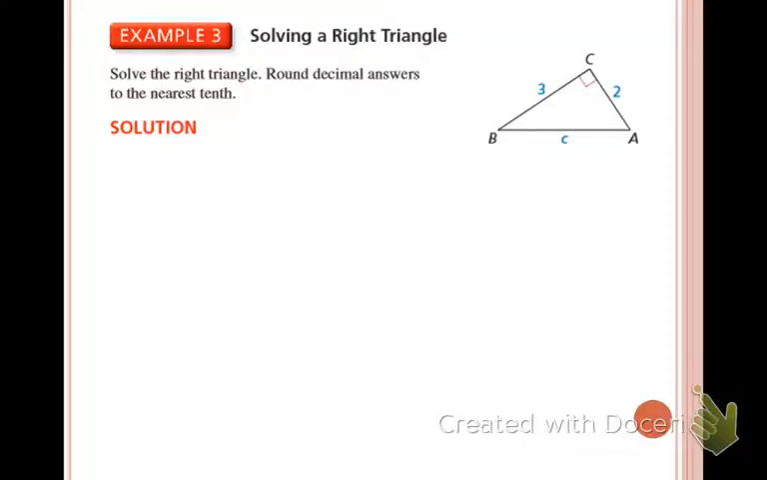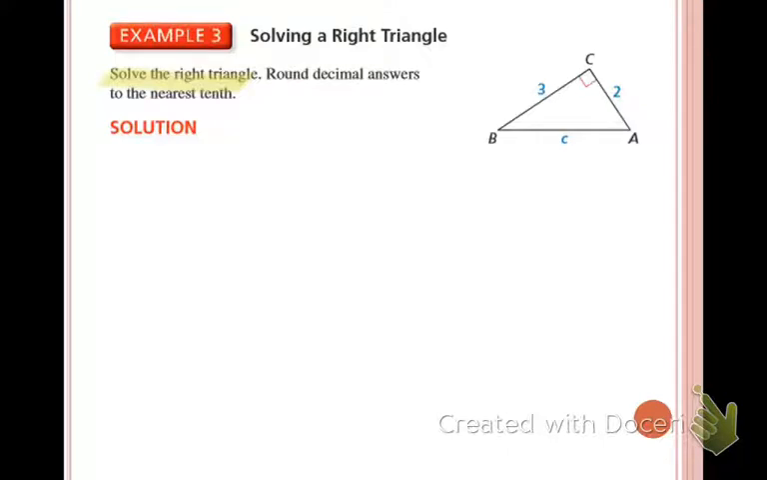So we're on 9.6, page 3. First example, solve the right triangle. What did it mean when it said solve the right triangle? It meant more than that. Find the missing sides and the missing angles. So you're finding more than just the missing side. Okay, you're finding three things here every single time.